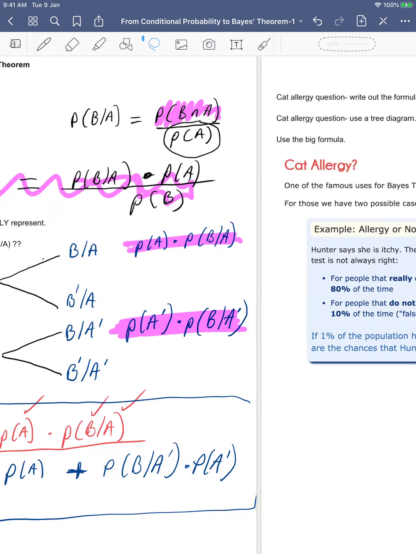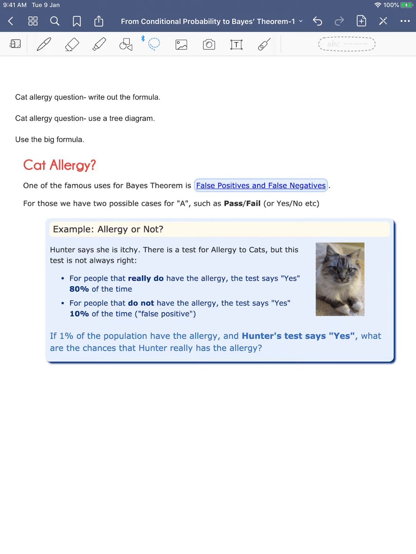Okay, so I'm going to go on to the next page, and let me show you what we're going to do. I'm going to pause the presentation, and I'll pause the video as well, because I want you to do something first. Let me show you. So this should look quite familiar to you. This is the cat allergy question. Now, for this cat allergy question, I'm going to structure a tree diagram for you to fill in. So copy the tree diagram, put the probabilities on the branches, and then we'll rejoin.